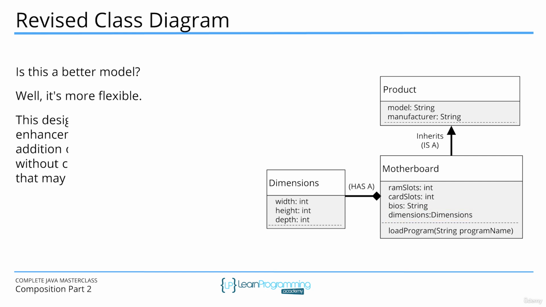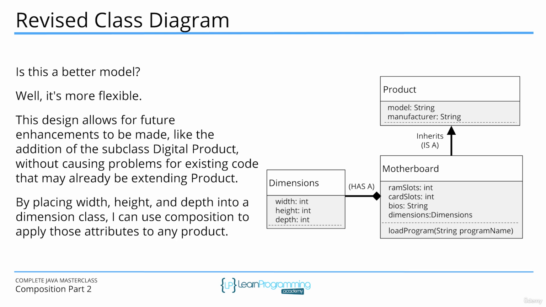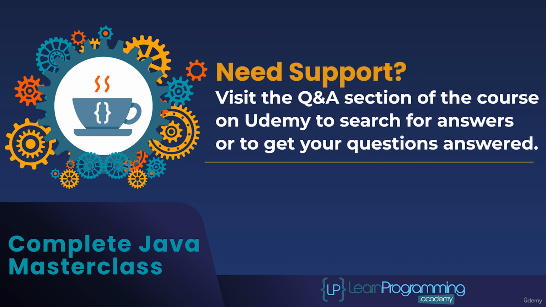Well, it's more flexible. This design allows for future enhancements to be made, like the addition of the subclass digital product, without causing problems for existing code that may already be extending product. By placing width, height and depth into a dimension class, I can use composition to apply those attributes to any product, as I did here with motherboard, but I'm not requiring that all subclasses be defined with those attributes. This is just one example of the inflexibility of inheritance compared to a more flexible design with composition. Now that you've seen some examples of composition in action, it's challenge time. I'll see you in the next video for that challenge.